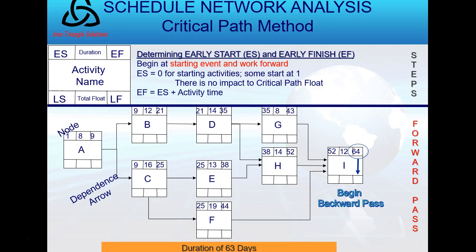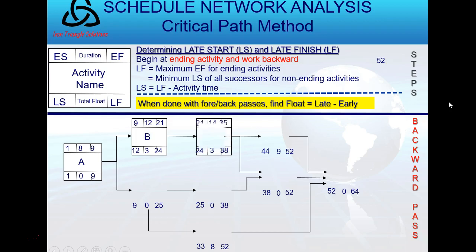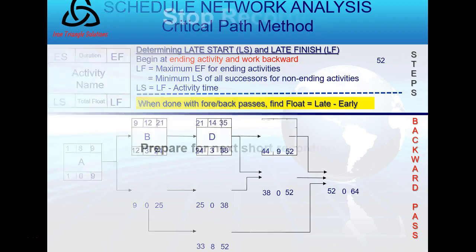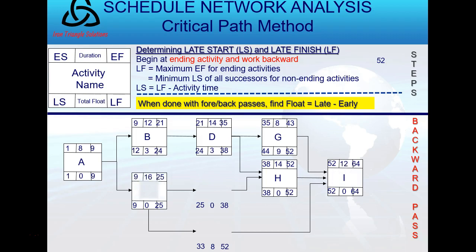Now, the backward pass looks like this, as the times fill in slowly. This is the backward pass. Once I've done my backward pass, now I'm able to actually determine my total float because I've got my late start and early start, or my late finish and early finish times.